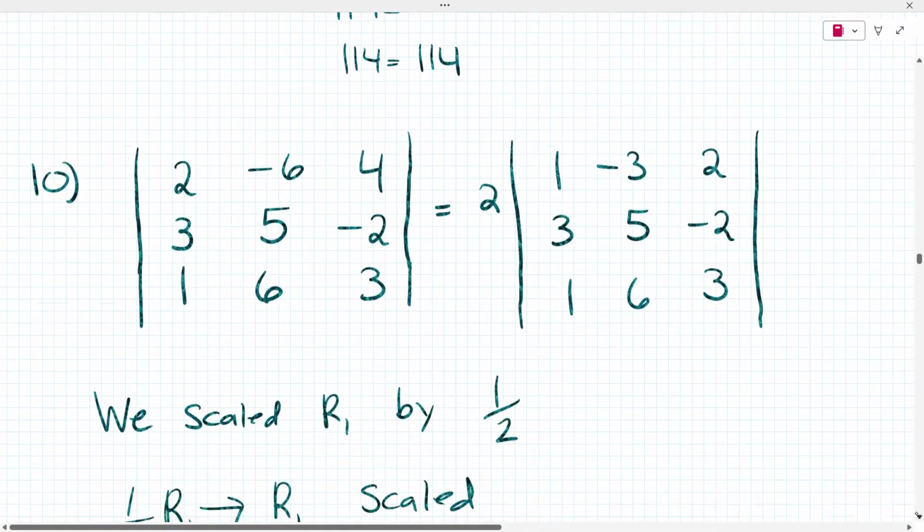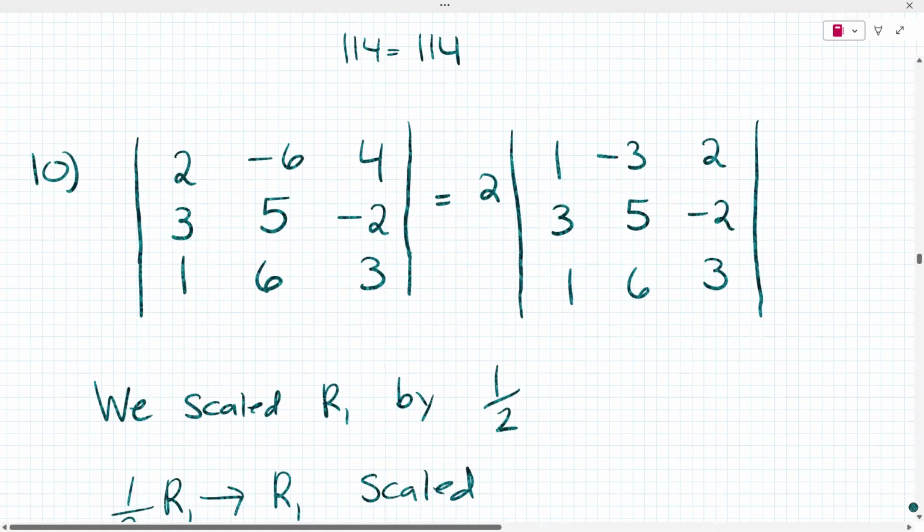Okay, let's look at rule 10. Here we have this 3 by 3 matrix, and it looks like on this matrix they factored out, or took a multiple, or scaled it. Yeah, a multiple, right? If you look at the first row, I think they multiplied by the scalar 1/2. So 1/2 row 1 gives you row 1.